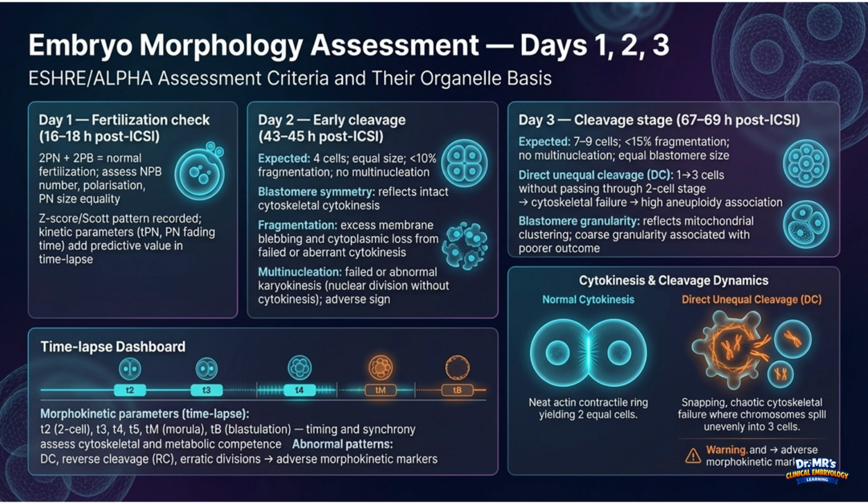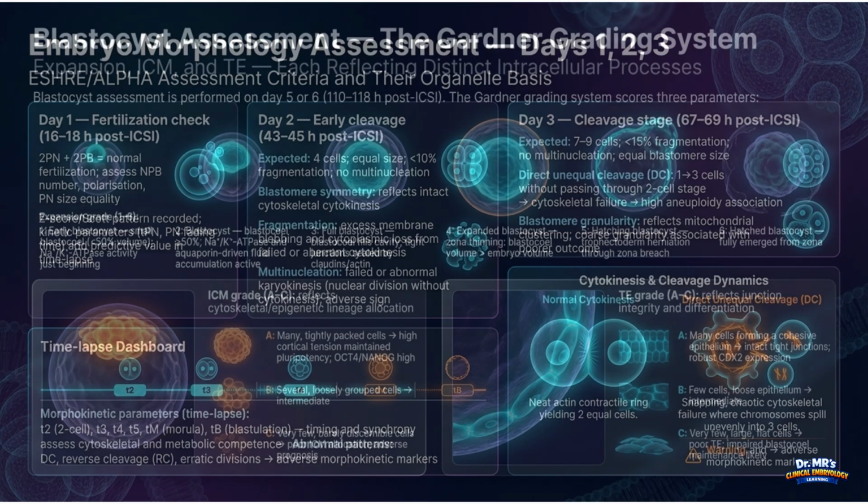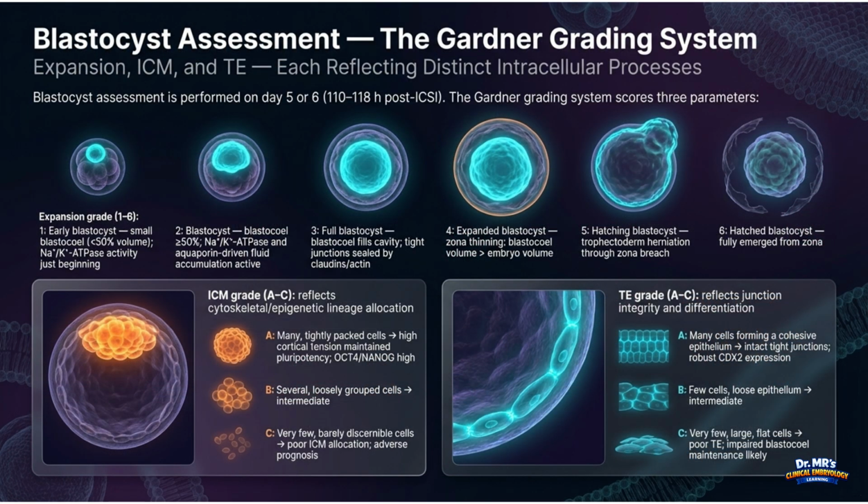The embryo arrests precisely on day 3. So if the engine catches, the embryo survives day 3 and makes a massive leap to day 5 or 6. It undergoes compaction, and then it must become a blastocyst. This is the ultimate checkpoint, evaluated using the Gardner grading system. And this is where ESHRE integration is paramount.